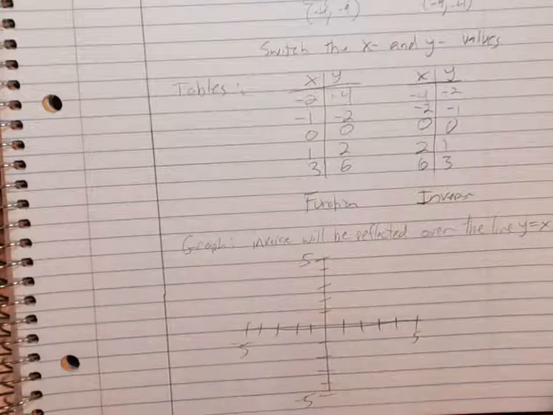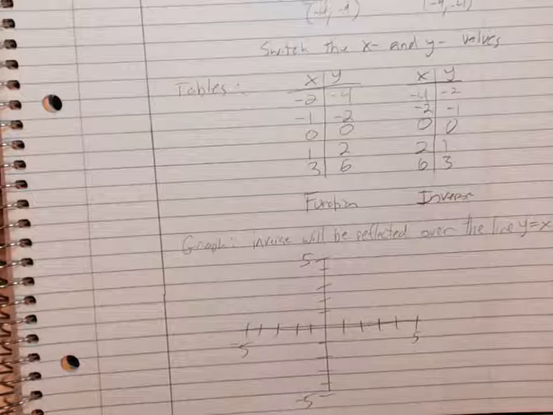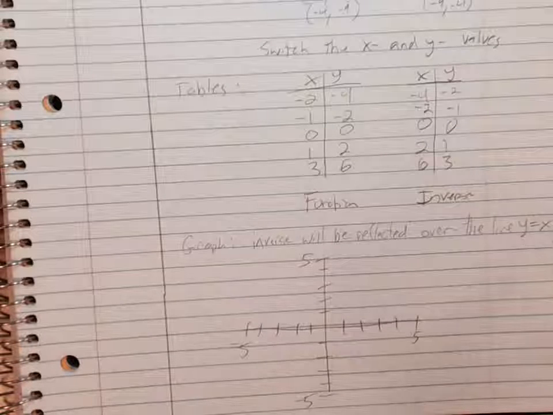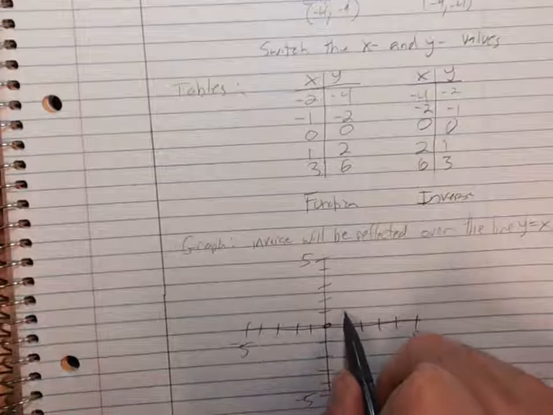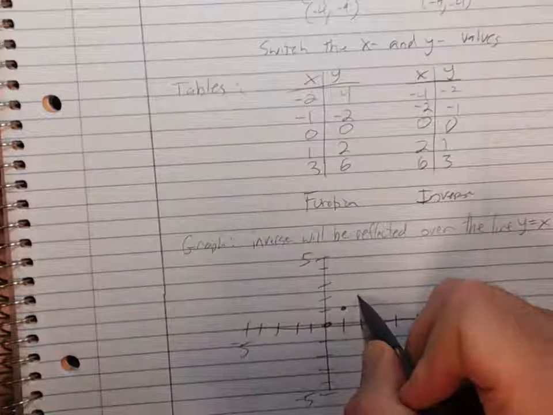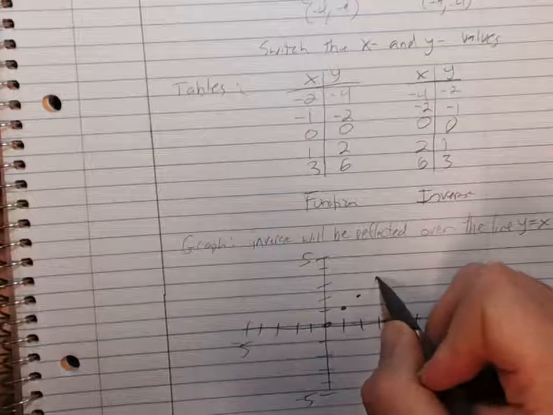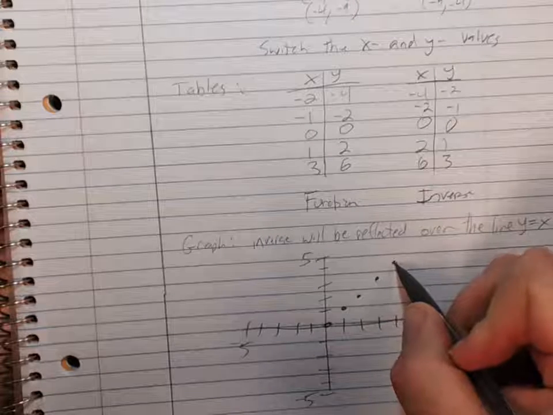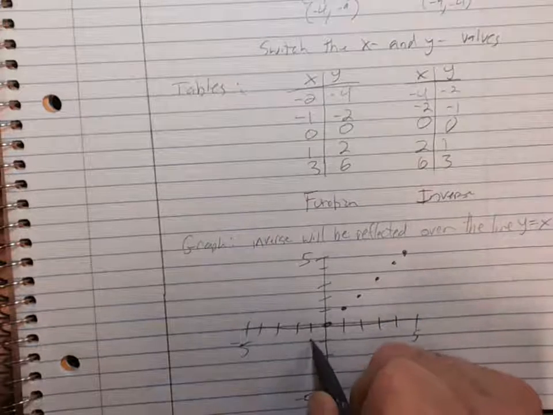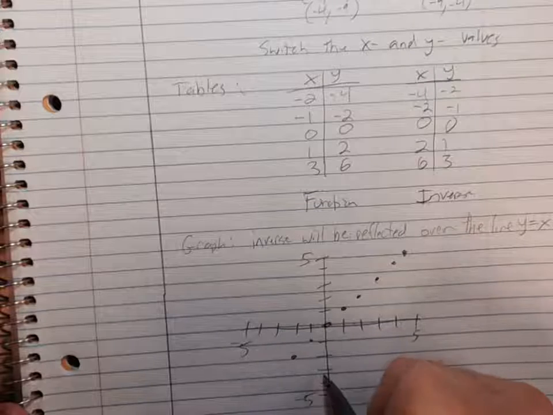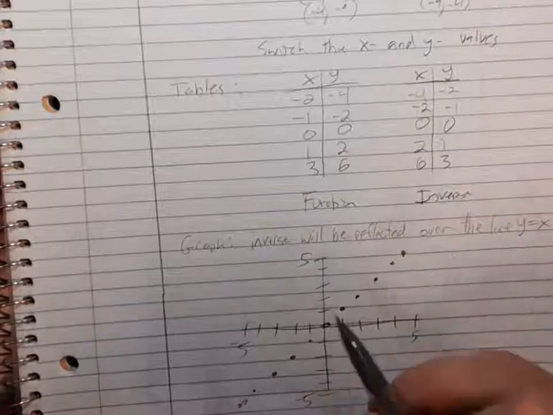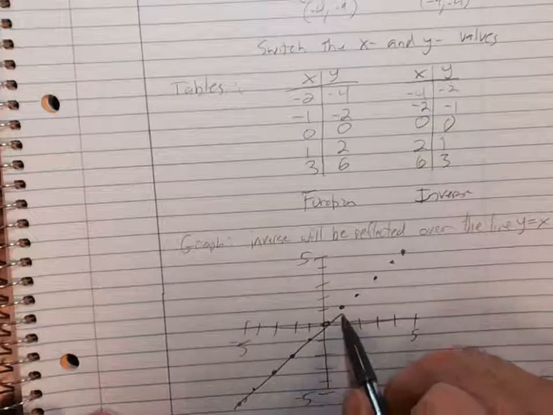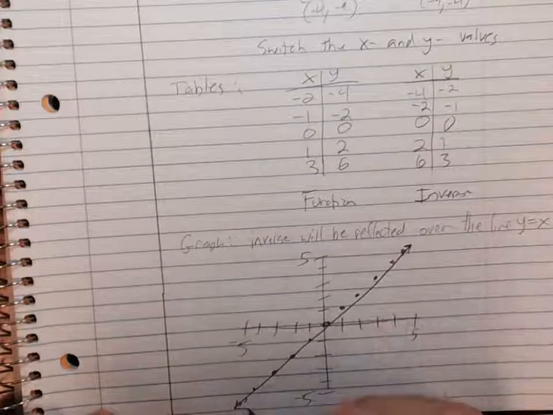There's negative 5 again. The y equals x line is the line where all the ordered pairs have the same x and y values. So like 0, 0, 1, 1, 2, 2, 3, 3, 4, 4, and 5, 5. Negative 1, negative 1, and negative 2, negative 2, and negative 3, negative 3, etc. You see the pattern here. So it's this line right here. That's the y equals x line.